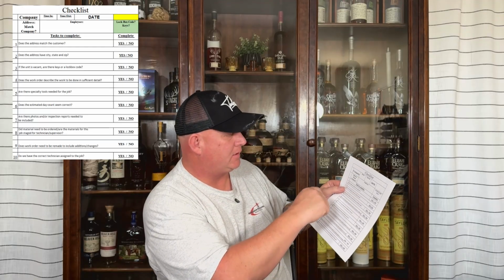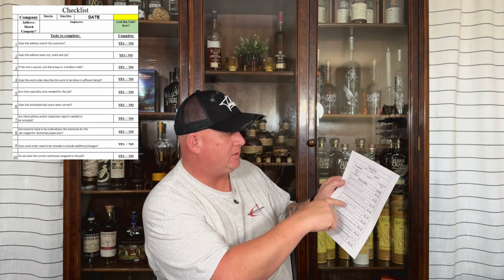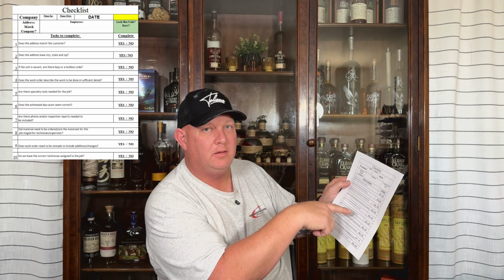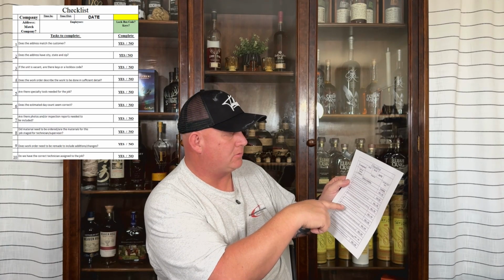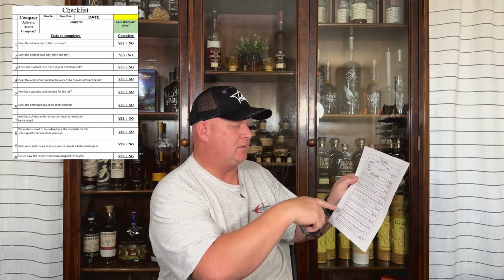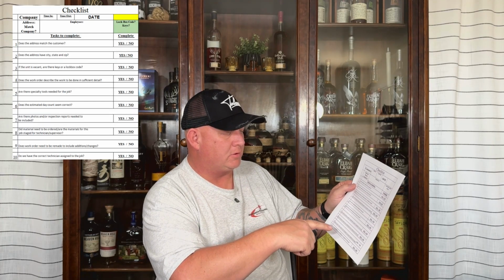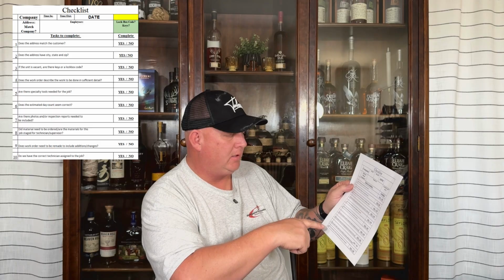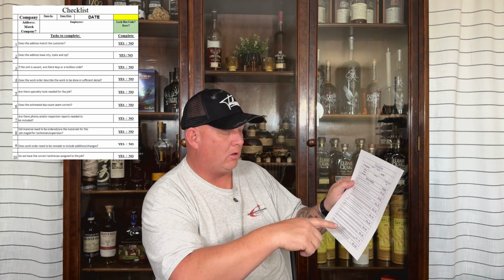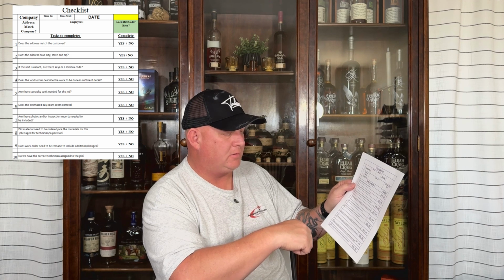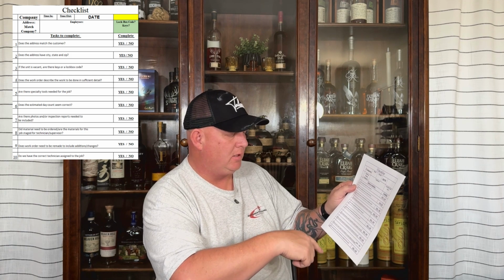Does the address match the customer? Does the address have city, state, and zip? If the unit is vacant, are there keys or a lockbox code? Does the work order describe the work to be done sufficiently? Are there specialty tools needed for the job? Does the estimated day count seem correct? Are there photos and/or inspection reports needed to be included? Did material need to be ordered? Are the materials staged for the job? Does the work order need to be remade to include additions or changes? Do we have the correct technician assigned to the job?